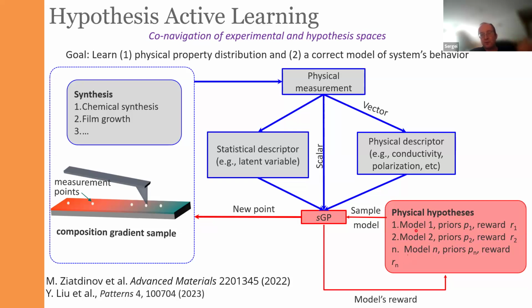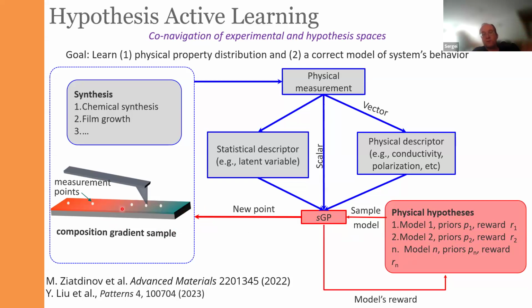In some sense, model one says, you know what, my maximum uncertainty is in this part of the parameter space, go there. Model number two will say, you know what, my predictive uncertainty is maximum in this part of parameter space, go here. So how are we going to do that?